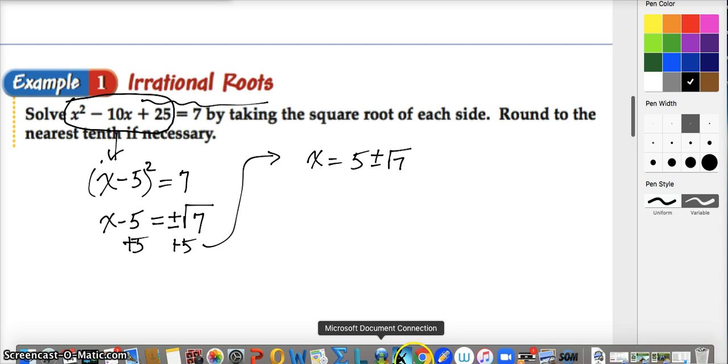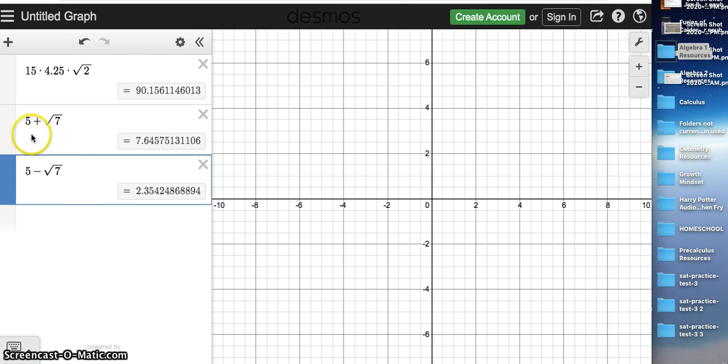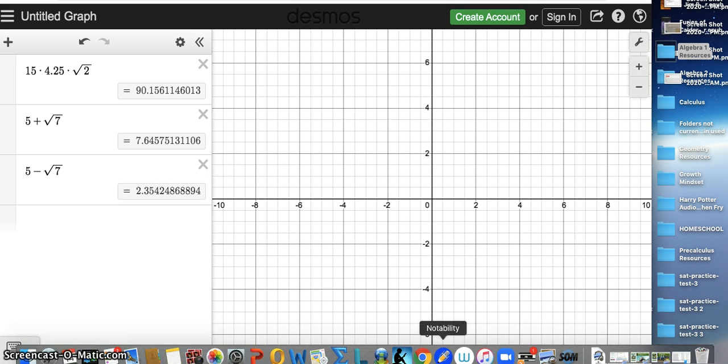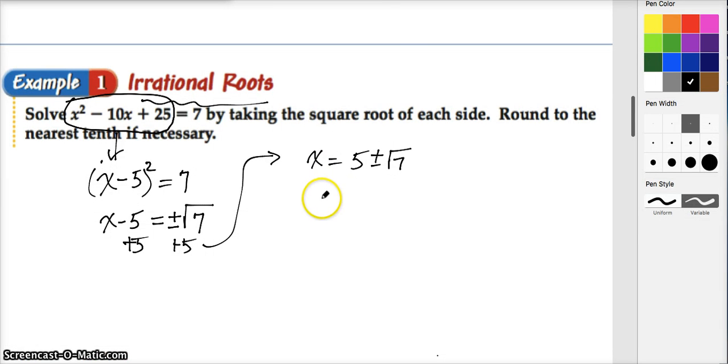So I'm going to take a trip over to Desmos, where I have 5 plus root 7 is 7.6, and 5 minus root 7, our two answers, is 2.35, which I'm going to round to 2.4. And so let's take a trip back over to our answer choices, or our options, and we see that we get 7.6 approximately. They told us to round to the nearest tenth, or 2.4 as our two answer choices. And that's what we got here. Does that make sense? I hope it does. I hope it seems reasonable.